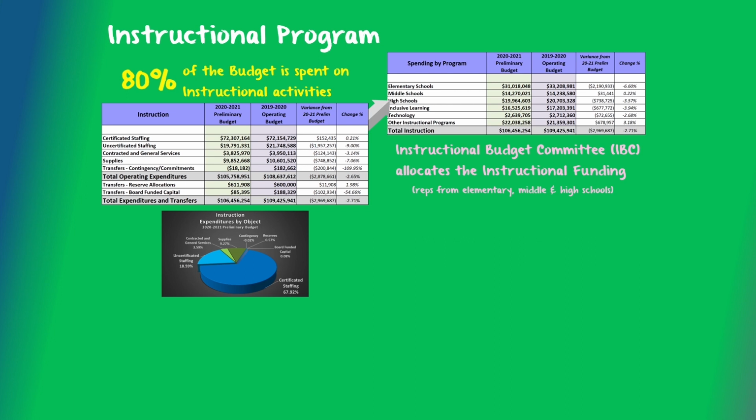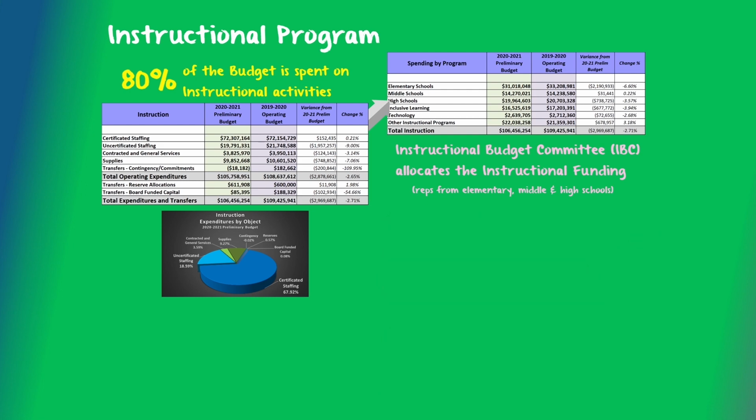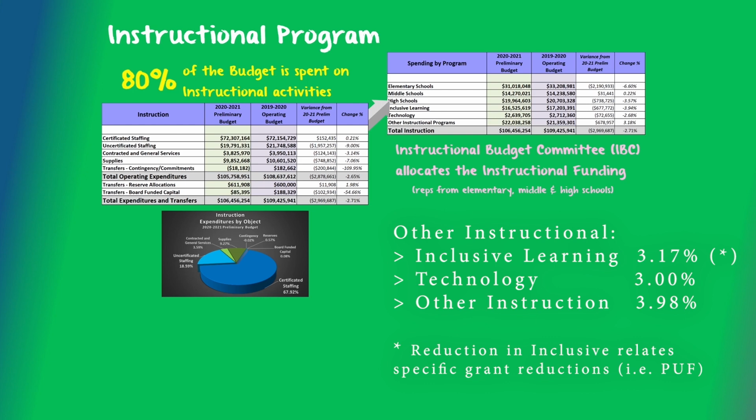After accounting for the weighted moving average enrollment changes in each of the groups, the committee was able to have a consistent effect between each of these allocations, including that schools had a range of 2.3 to 2.49% reductions, whereas all other instructional programs ranged between 3 to 3.98% reductions.